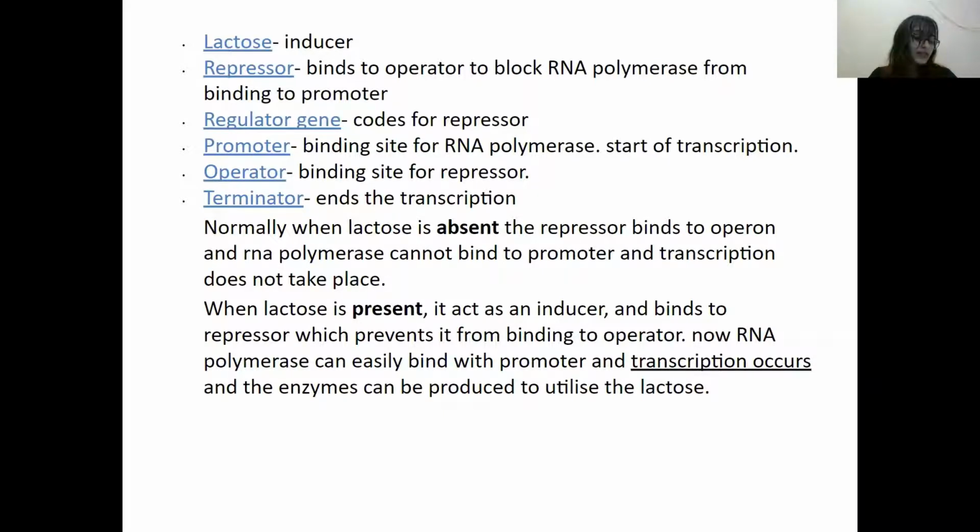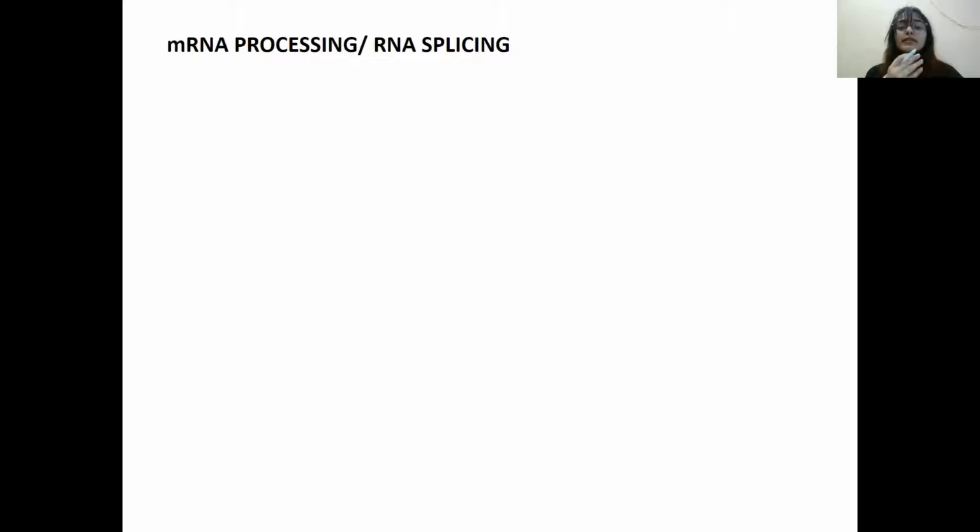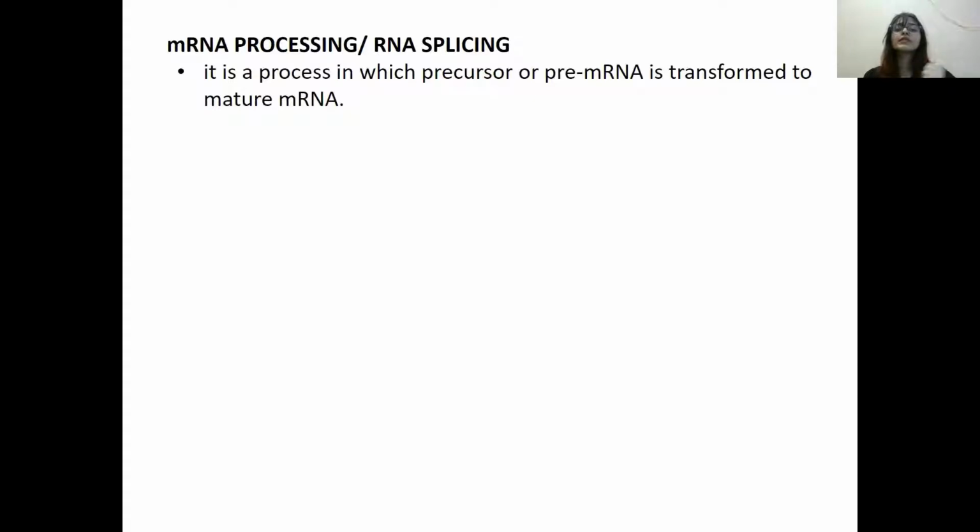So obviously when lactose is present, it binds to the repressor. So the repressor can no longer block the operator or RNA polymerase, and transcription occurs and the enzymes can be produced. So now from DNA, mRNA is produced, but this mRNA is not fully mature yet. And to make a mature RNA from the immature one, the process is called mRNA processing or RNA splicing. So obviously the precursor is transformed into the mature mRNA.